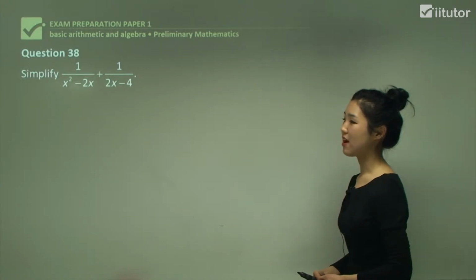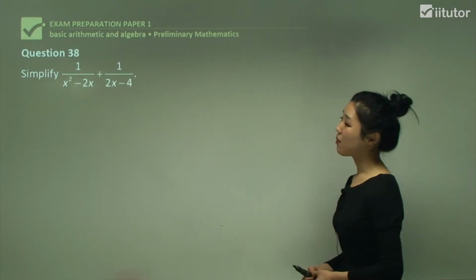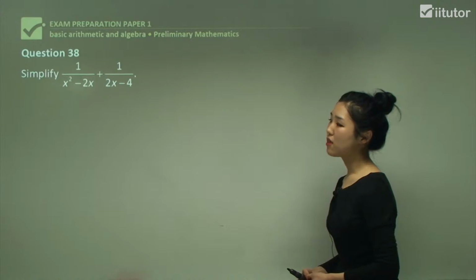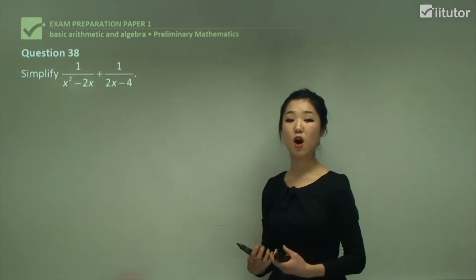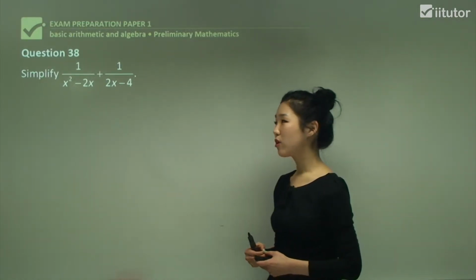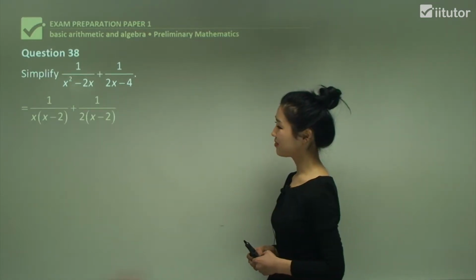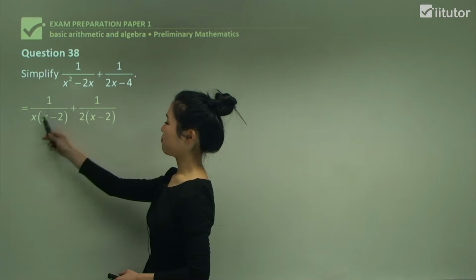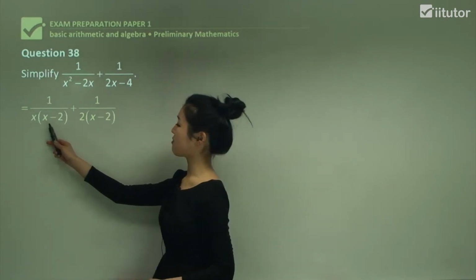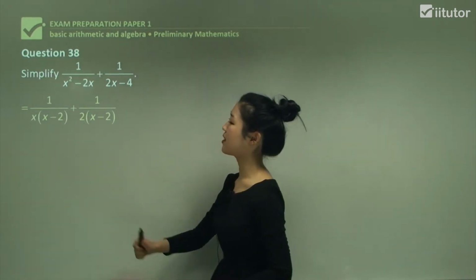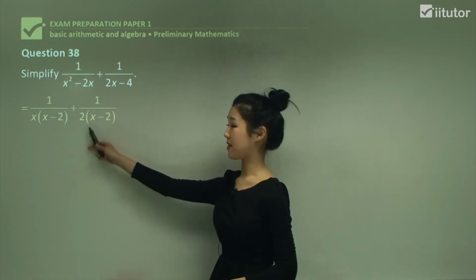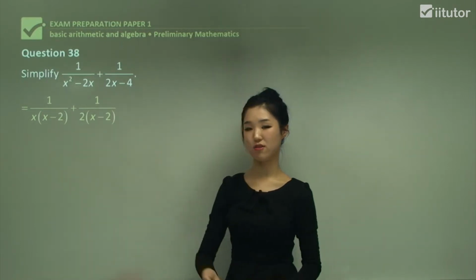Question 38, all right, we're going to simplify that expression, and with these fractions we must make the common denominator, right? In order to do that, I'm going to first do some factorization. So I factorize this one by x, which is the common factor, so I have x minus 2 left inside the brackets, and here 2 is a common factor, so I took 2 out and x minus 2 is left inside.